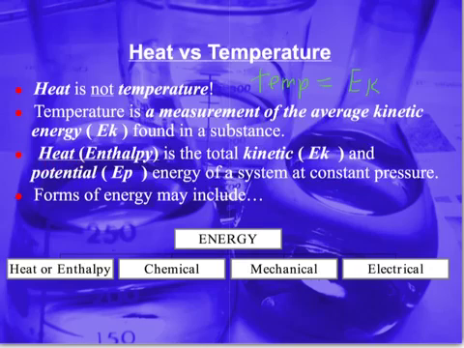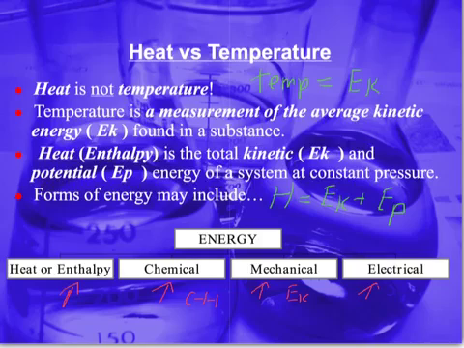On the other hand, heat, or chemically known as enthalpy, is the total kinetic, so movement energy, and potential energy of the molecules in the system at a constant pressure. We use the symbol big H to symbolize enthalpy, and remember, enthalpy is kinetic energy and potential energy. To summarize, energy can be found in different forms. It can be found in forms of heat or enthalpy, chemical energy found within bonds such as carbon-hydrogen bonds, mechanical energy such as the energy of movement, and electrical energy found in batteries, for example.